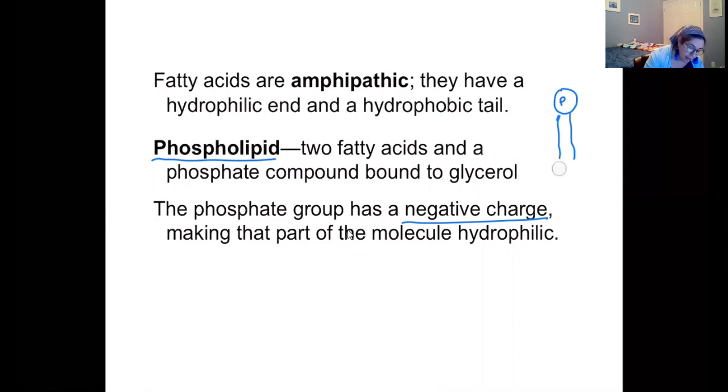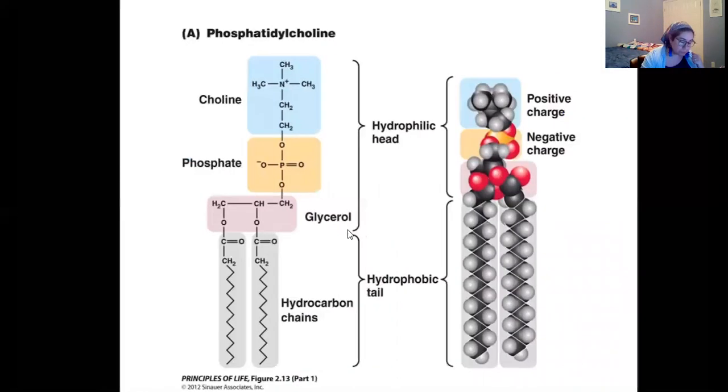And keep in mind that if any of these tails are unsaturated and they have that double bond, the tail actually bends and kinks, and that creates space in between the molecules so they don't pack together as tightly in the plasma membrane.